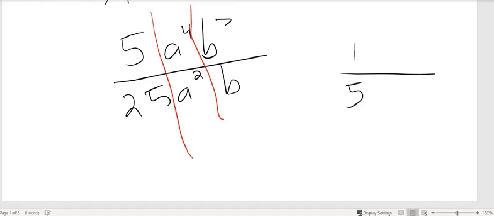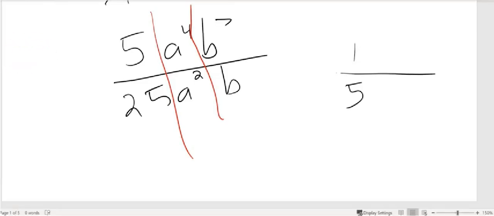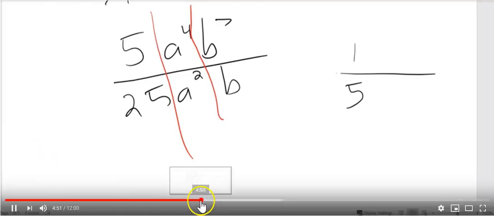This is a fraction. Now my a's. I have 4 a's on top, 2 a's on bottom. Subtract them. I have 2 of them left, and there's 2 of them on top, because I cross off, and 4 is the bigger number. So we have a to the 4th over a squared, gives me 2 of them left over on the top. There we go, on the top.